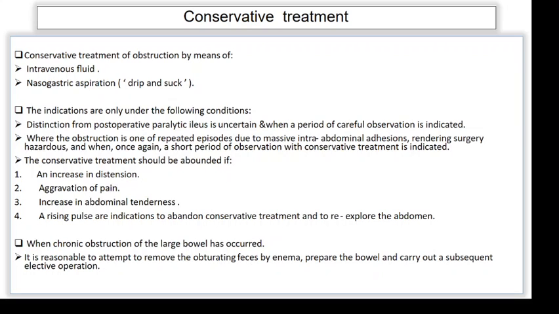But the conservative treatment should be abandoned if there is an increase in the distension, if there is aggravation of the pain, if the abdomen becomes tender and rigid, and with a rising pulse and increase in body temperature, which indicates that the bowel is getting strangulated, and this is an indication for abandoning the conservative treatment and re-exploring the abdomen. When chronic obstruction of the large bowel occurs, it is reasonable to attempt to remove the obstructing fecal material by enema and preparing the bowel and carry out a subsequent elective procedure.